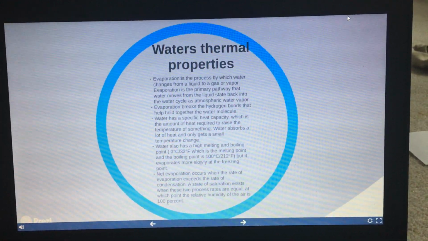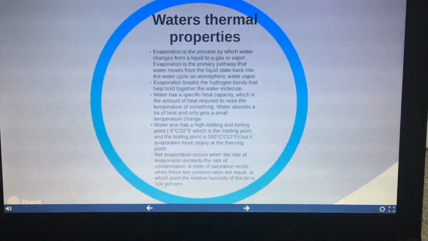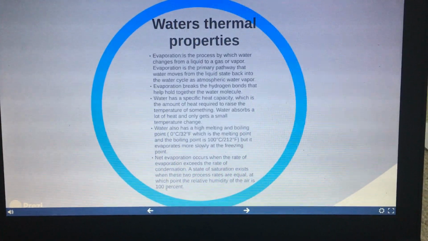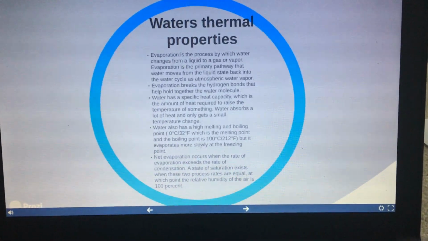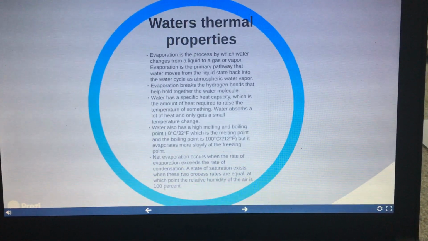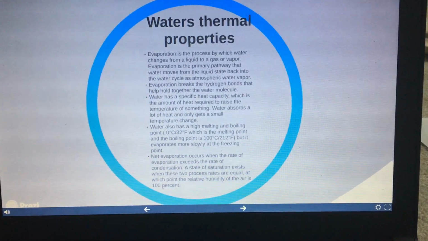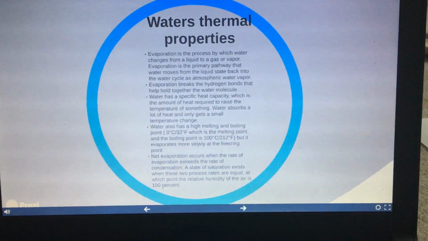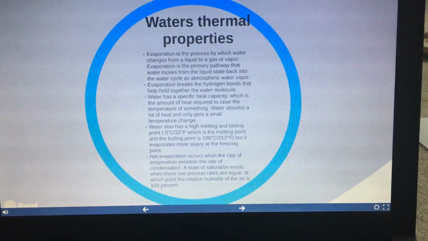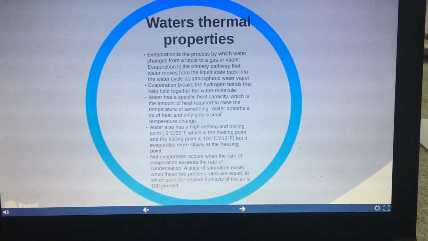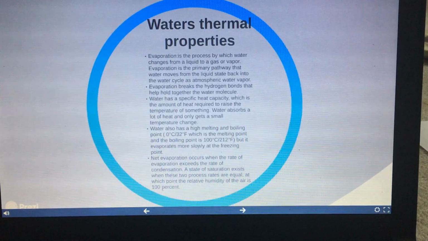While water absorbs a lot of heat and only gets a small temperature change, water also has a high melting and boiling point. The melting point is 0 degrees Celsius and 32 degrees Fahrenheit, and the boiling point is 100 degrees Celsius and 212 degrees Fahrenheit, but it evaporates more slowly at the freezing point. Net evaporation occurs when the rate of evaporation exceeds the rate of condensation. A state of saturation exists when these 2 processes' rates are equal, at which point the relative humidity of the air is 100%.